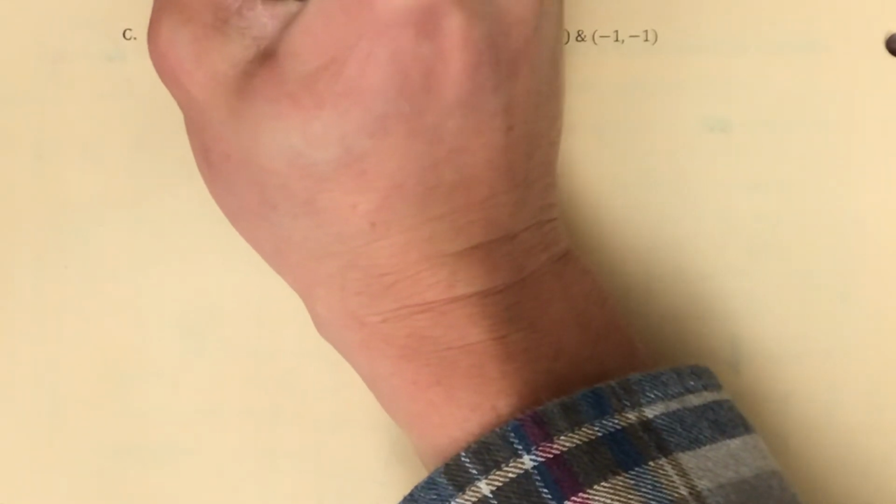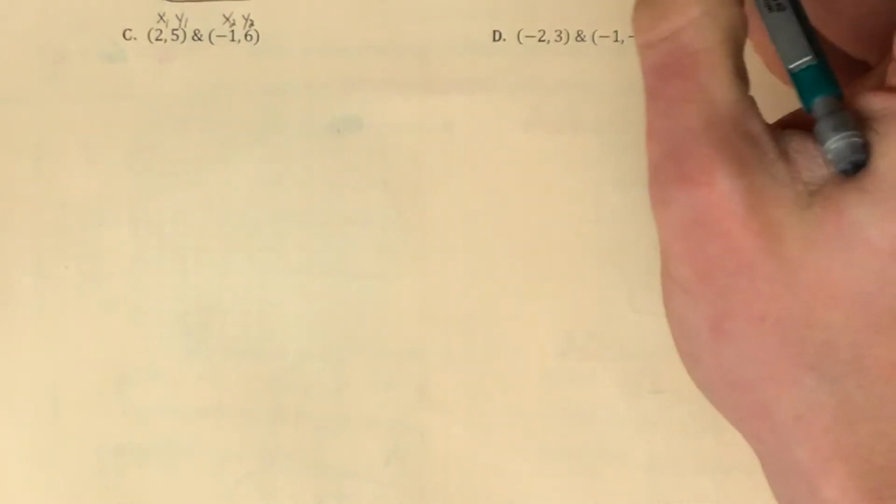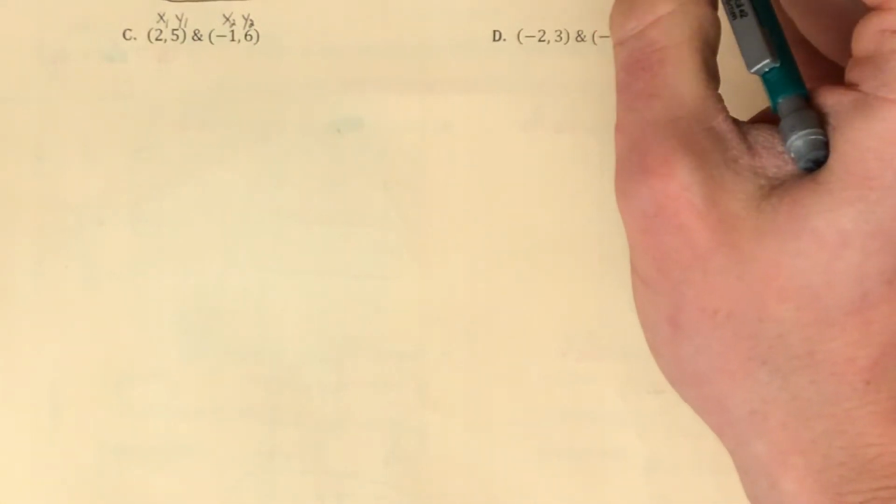So example C, we've got the points (2, 5) and (-1, 6). So again, process, first thing we need to do, go in and label. So then I'm going to call this one x1 and y1, x2 and y2. Then I need to plug into the slope formula, y2 minus y1 over x2 minus x1, to find my slope.